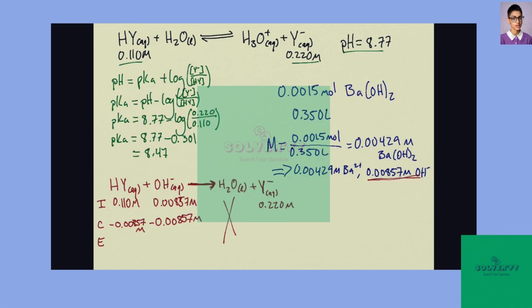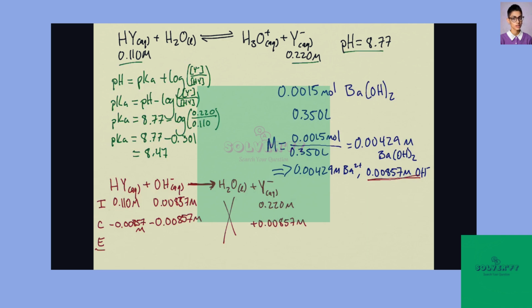Then again, since there's a 1-to-1 ratio between hydroxide and Y-, the amount of hydroxide that reacts will form the same amount of Y- on the other side. So the change for Y- is a positive 0.00857 molar.